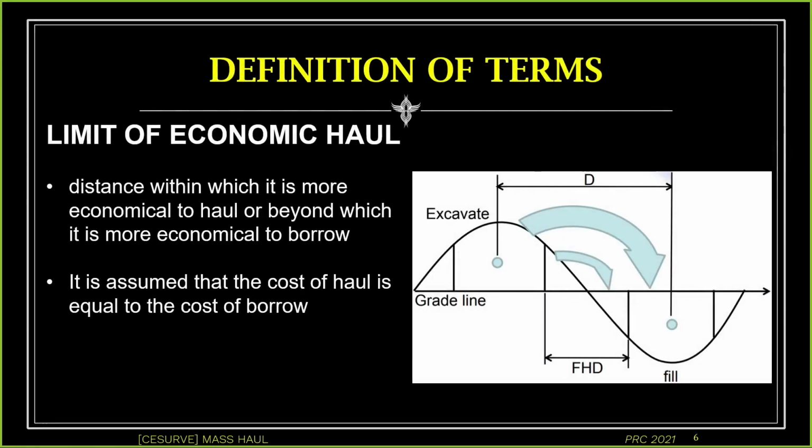Next, we have the limit of economic haul. Basically, this is how far we can overhaul, from here up to here. Beyond this, the leftmost part and the rightmost part are no longer economical. It becomes costly. Another term for this is profitable.